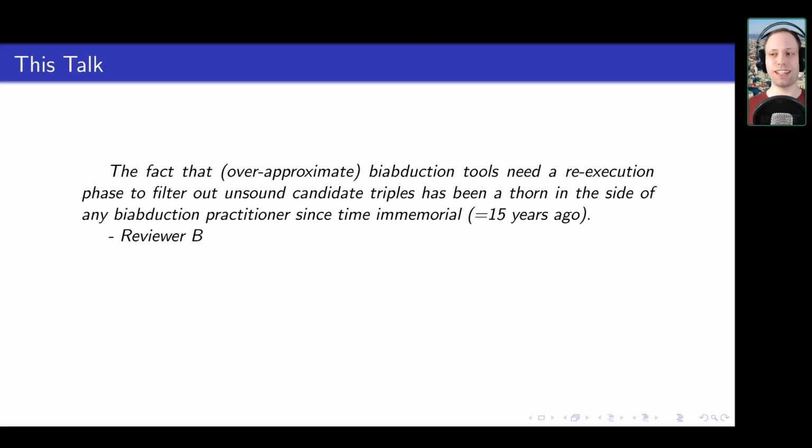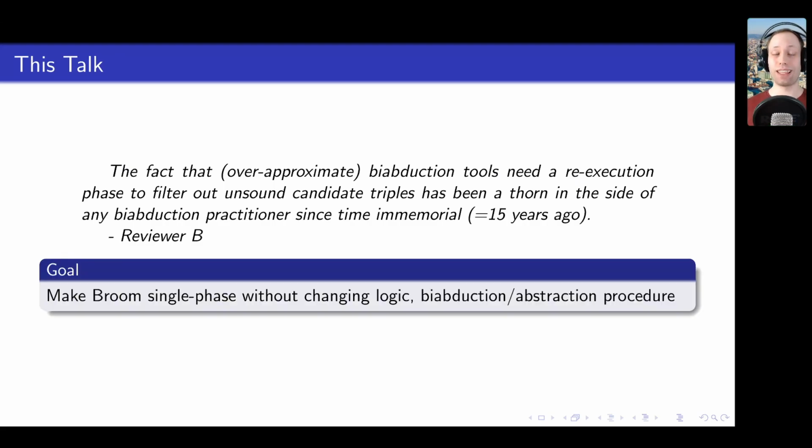Filtering out unsound candidate triples, that's the contracts, has been a thorn in the side of any biabduction practitioner since time immemorial. This was 15 years ago. And we absolutely agree, it's not great, and we therefore set out to make our tool Broom sound in a single phase, and we actually achieved this without changing the logic, the biabduction procedure, or the abstraction procedure whatsoever.